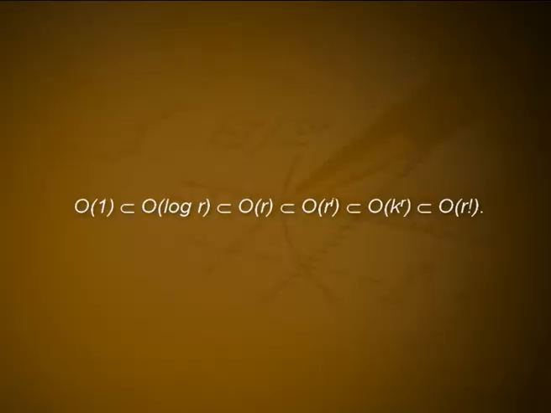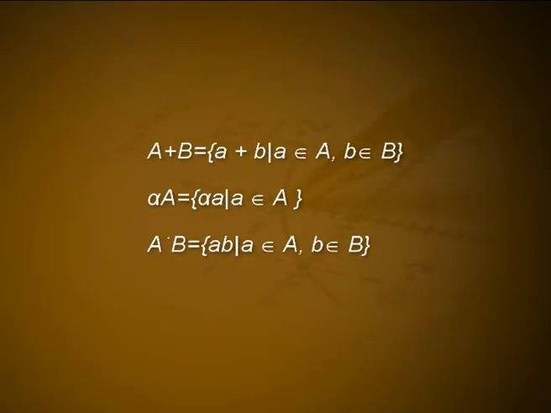Next example: O(1) is a subset of O(log r), which is a subset of O(r), subset of O(r^i), subset of O(k^r), which is a subset of O(r factorial). Let A and B be two sets of numeric functions. We define A + B as the set of a + b such that a belongs to set A and b belongs to set B. And alpha A is equal to the set of alpha a where a is an element of set A. And A B is equal to the set of ab where a belongs to the set A and b belongs to the set B.